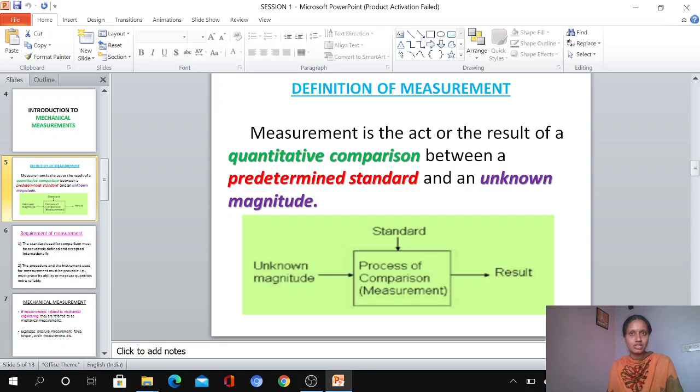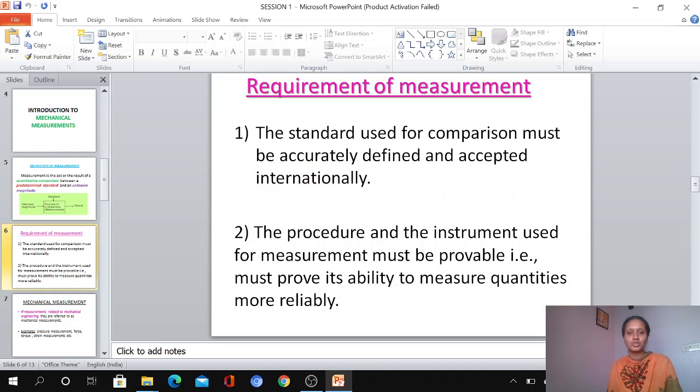So internationally, you know that 1 centimeter is equal to 10 millimeter. It is worldwide. It is internationally accepted. So we cannot use 1 centimeter is equal to 11 millimeter or 9 millimeter, like that. So 1 centimeter is always 10 millimeter. It is predetermined or predefined. Always the standard should be predefined, and it should be accepted internationally. So that is the first requirement.